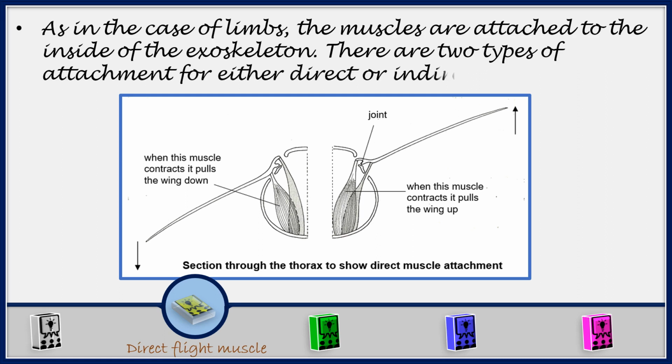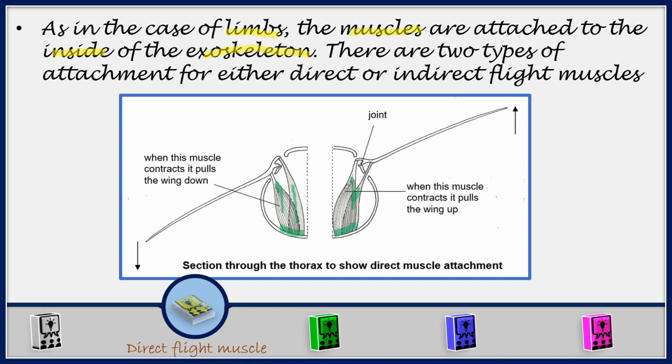In case of limbs, the muscles are attached to the inside of the exoskeleton. So let's go back here to our muscles. You will see that these are the muscles. And this muscle, this is a muscle, this one is a muscle. But when you see their attachment, they are attached inside the exoskeleton.